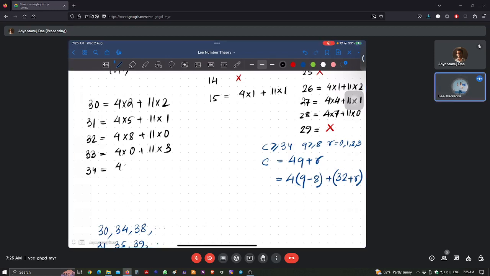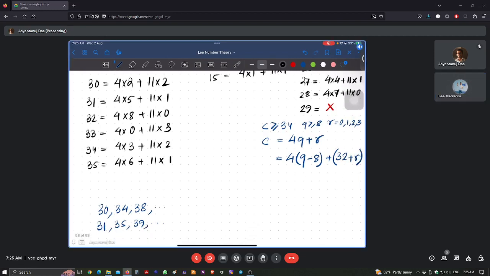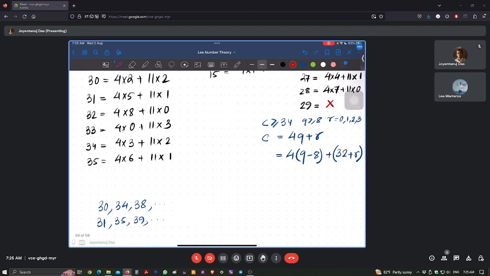That would be 4 times 3 plus 11 times 2. Right. 35 will be 4 times 6 plus 11 times 1. So this is the expression, and I think we can start from here. So any C that is greater than or equal to 36, Q has to be greater than or equal to 9. So now I think it is fine.